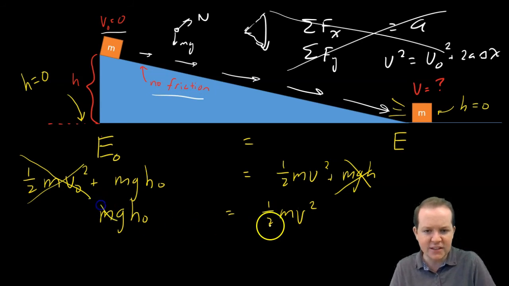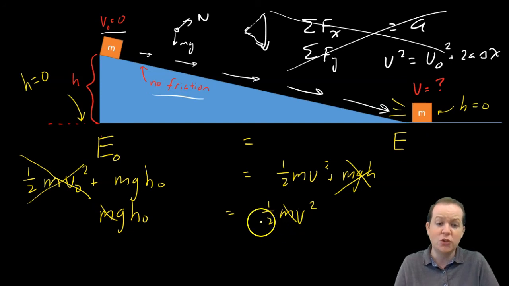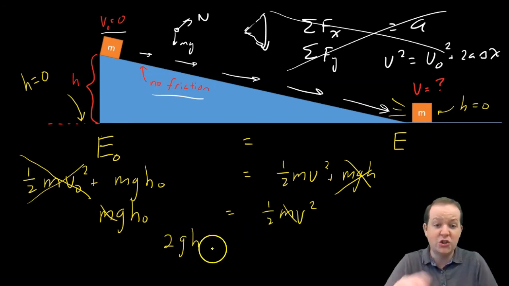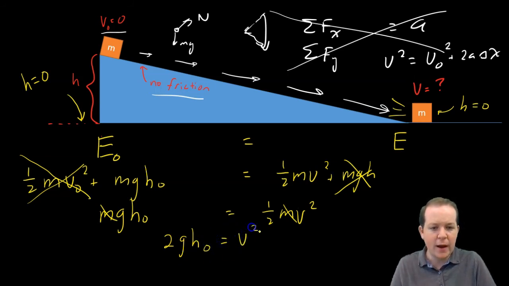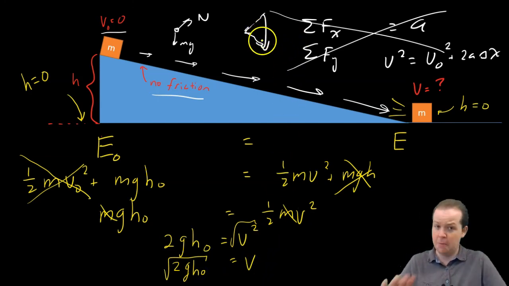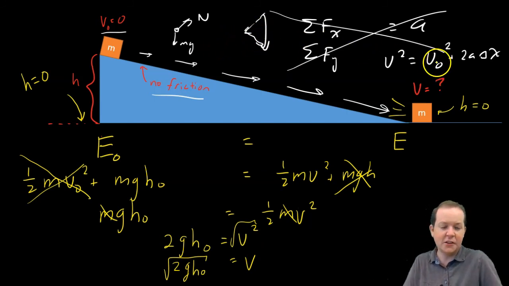You betcha. The mass cancels out if I divide both sides by mass. If I multiply both sides by 2, so I get rid of this half, I would have 2 times g times h naught equals v squared. Or v, if I take the square root of both sides, v is equal to the square root of 2 times g times that starting height. And oh my gosh, I could solve for this final velocity without having to break things into components, without having to draw free body diagrams, without having to use a constant acceleration equation.